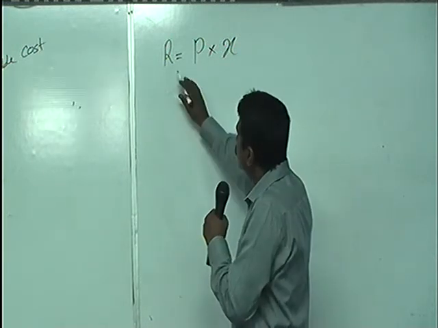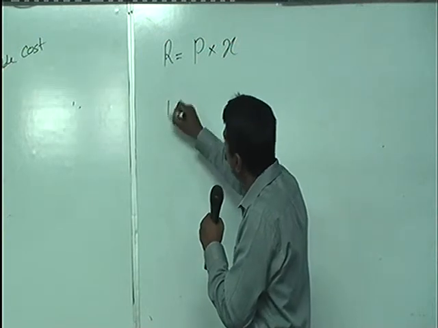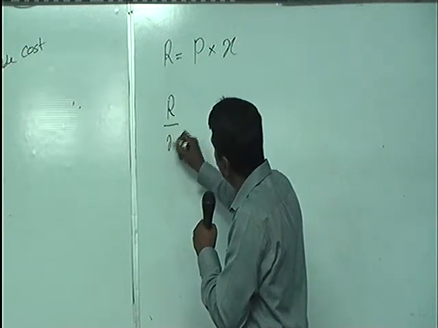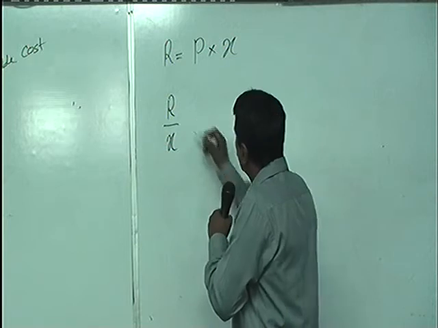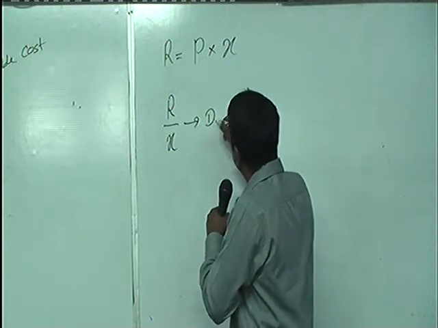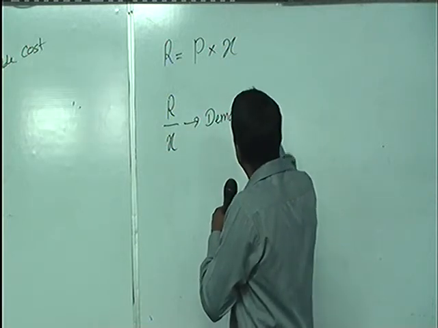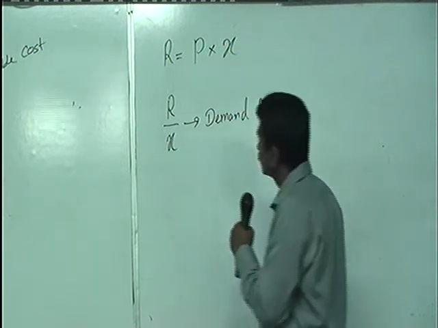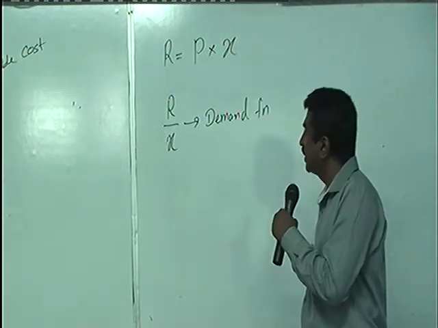So if you divide the revenue function by the quantity, you are getting something called the demand function. We did this also. Revenue divided by quantity, that is the demand function.